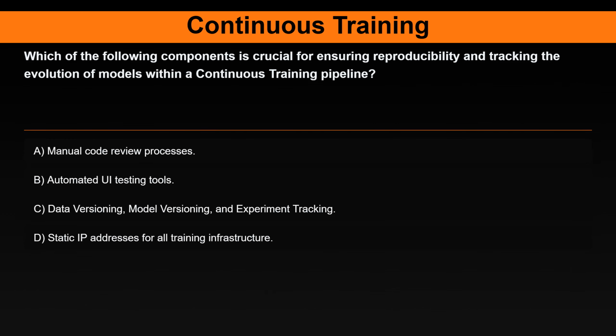Question 20. Which of the following components is crucial for ensuring reproducibility and tracking the evolution of models within a continuous training pipeline? Option A. Manual code review processes. Option B. Automated UI testing tools. Option C. Data versioning, model versioning, and experiment tracking. Option D. Static IP addresses for all training infrastructure.